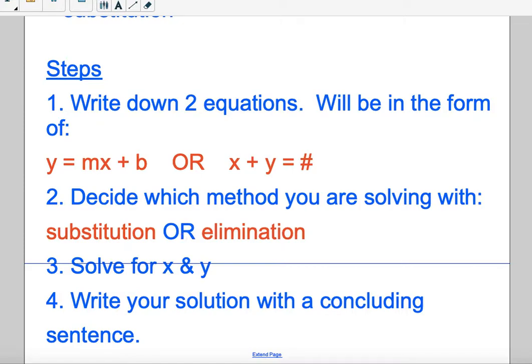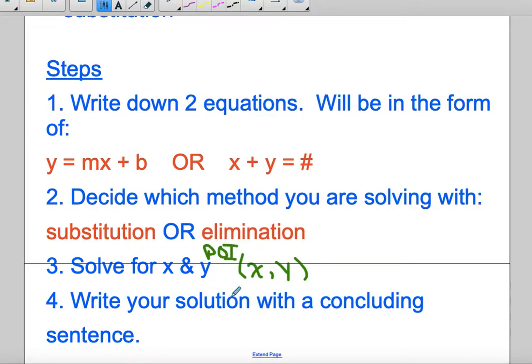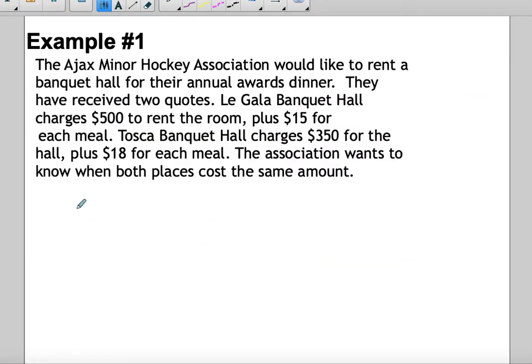Decide which method that you are going to solve with, so either substitution or elimination. Solve for your x and your y points, and remember that those are x and y coordinates, and that is your point of intersection. And then write your solution with a concluding statement. So we want to see a therefore statement at the end of your problem solving. So let's take a look at the first example.